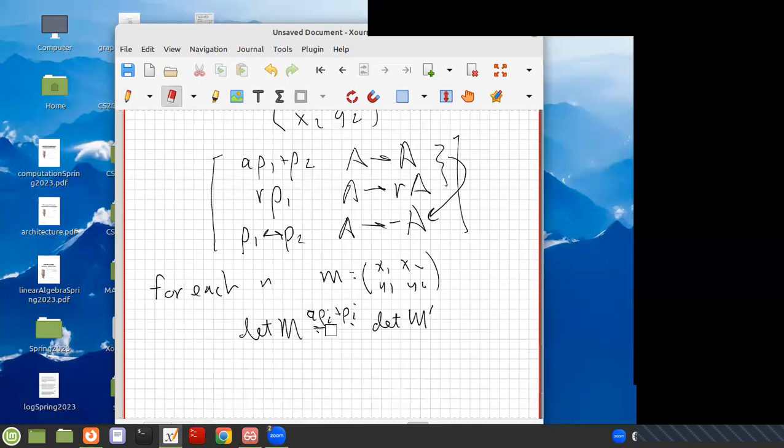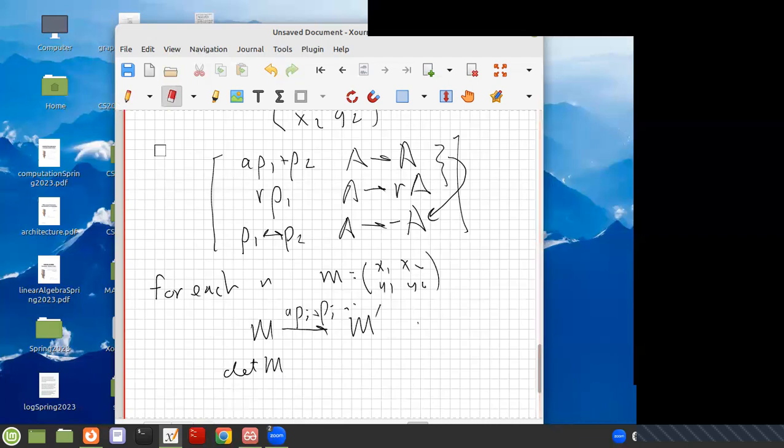So we write this notation differently. I do on M, let's say a times row i plus row j, and that goes to M prime, some matrix, so you apply the row operation. Well, we want the determinant of M to equal the determinant of M prime. If the determinant is this area, then this is our property 1: the determinant doesn't change under row combination operations.